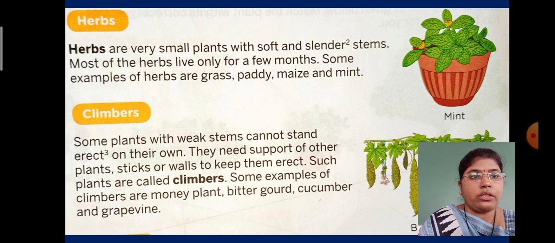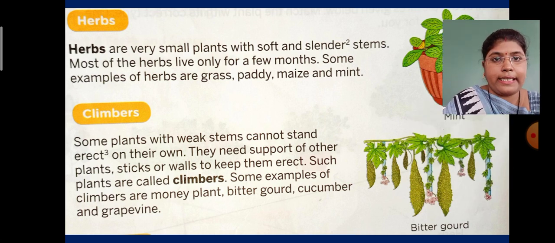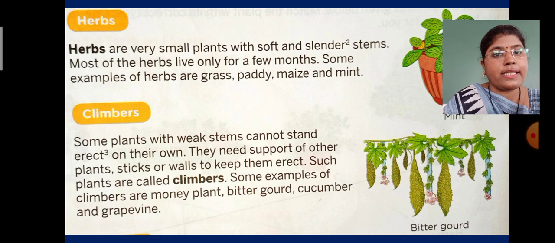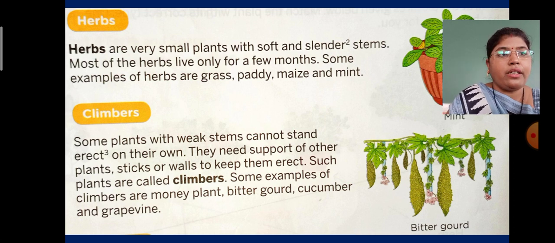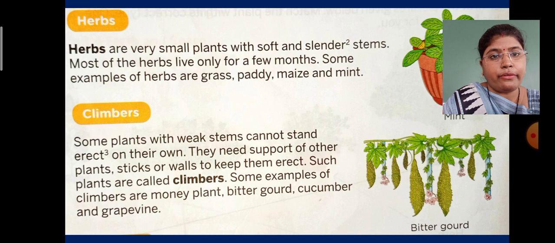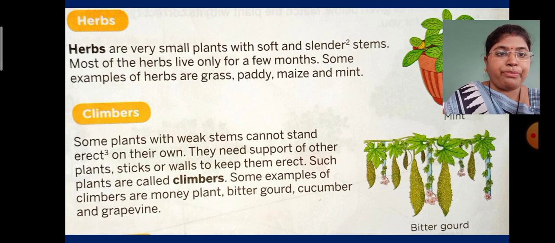Then the next type is the climbers. The name itself shows that it climbs on something. Some plants with weak stems cannot stand erect. Erect means straight. They cannot stand straight on their own, so they need the support of other plants or sticks or walls to keep them erect. Such plants are called climbers. Some examples of climbers are money plant, which many of you have at your home, bitter gourd, cucumber and grape vine.